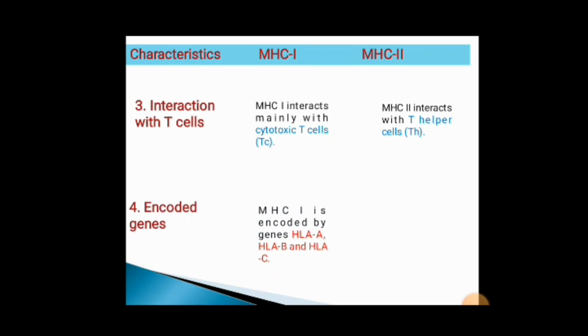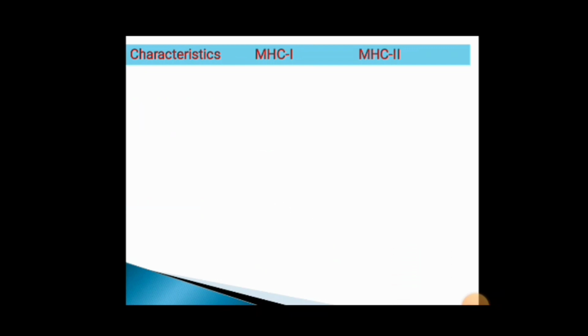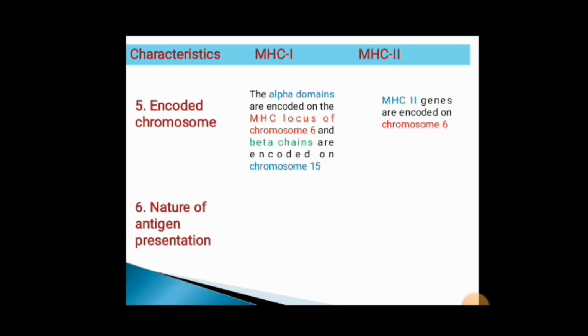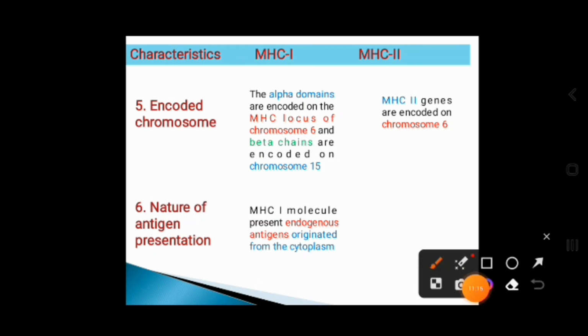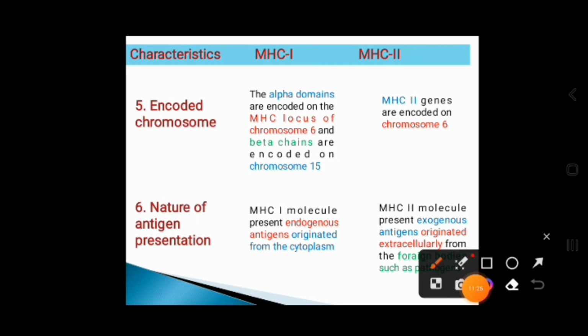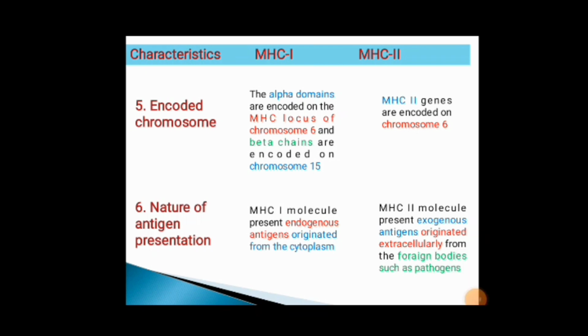Encoded genes. MHC I is encoded by the genes HLA-A, HLA-B and HLA-C, whereas MHC II is encoded by HLA-D genes. The encoded chromosome. The alpha genes are encoded on chromosome 6 and the beta genes are encoded on chromosome 15, whereas the MHC II genes are encoded on chromosome 6. Nature of antigen presentation. MHC I presents endogenous antigens that originate from the cytoplasm, whereas MHC II presents exogenous antigens that originate extracellularly from foreign bodies such as pathogens.